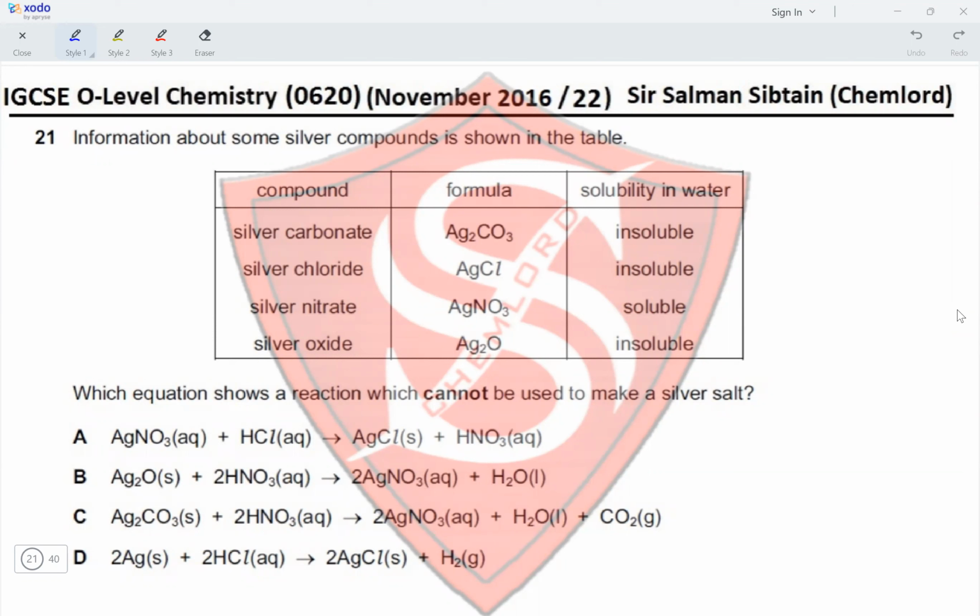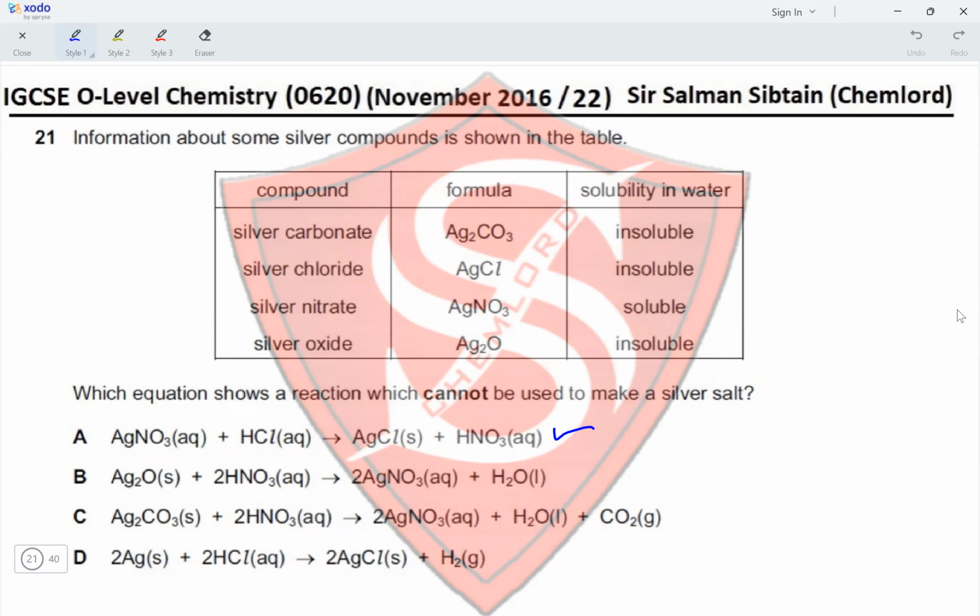Information about some silver compounds is shown in the table. Silver nitrate is the only soluble salt out of silver carbonate, silver chloride, silver nitrate, and silver oxide. Which equation shows a reaction which cannot be used to make a silver salt? Silver nitrate reacting with HCl produces AgCl and HNO3. This reaction does take place.